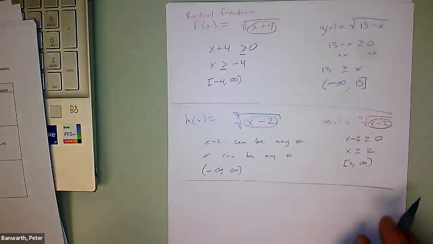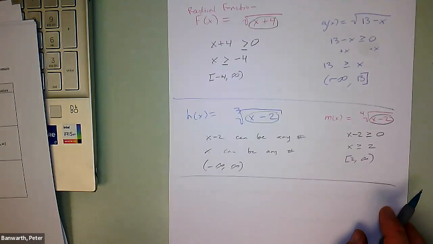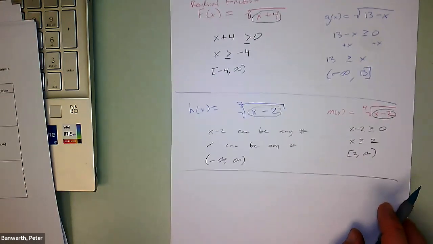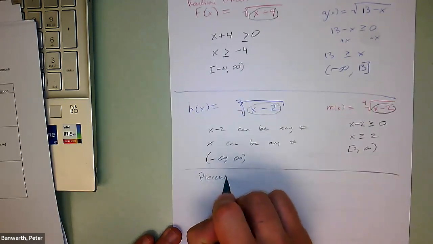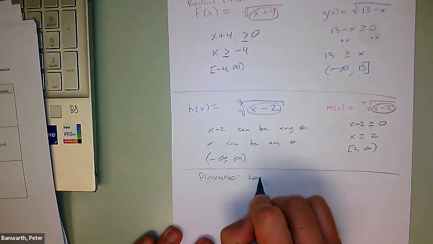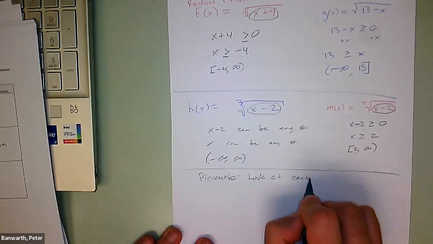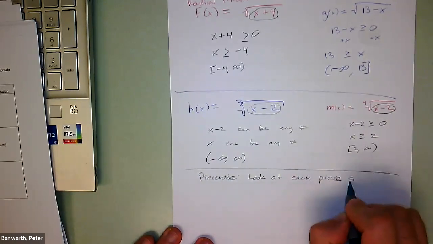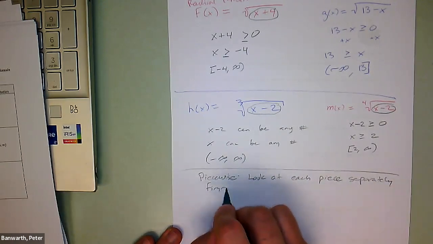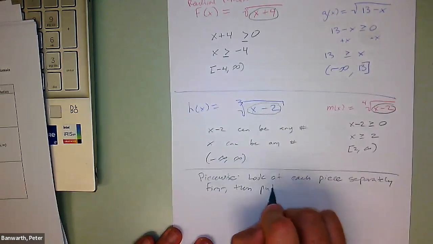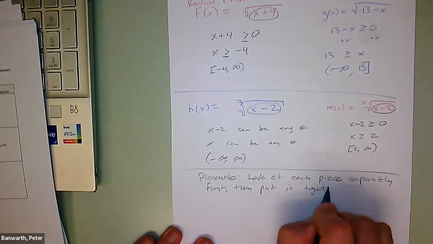Last piece from this section, piecewise functions and domains. The key to a piecewise function is look at each piece separately first, and then put it together.